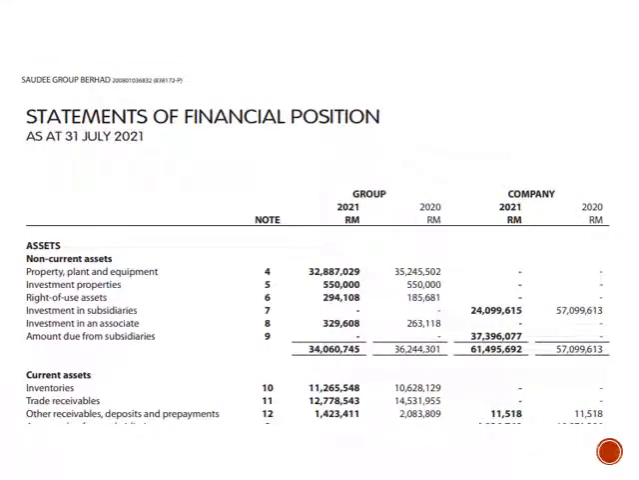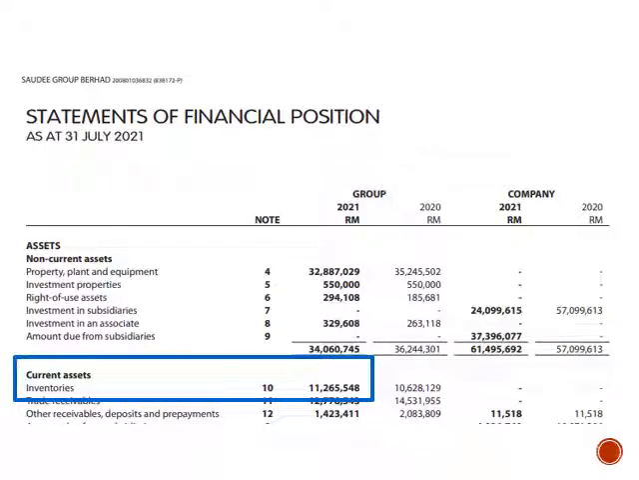This is a sample statement of financial position of Saudi Group for the financial year ending 31st July 2021. As you can see here, inventories is presented under current assets, and there is a Note 10 that will explain it further, which is referring to its disclosure.